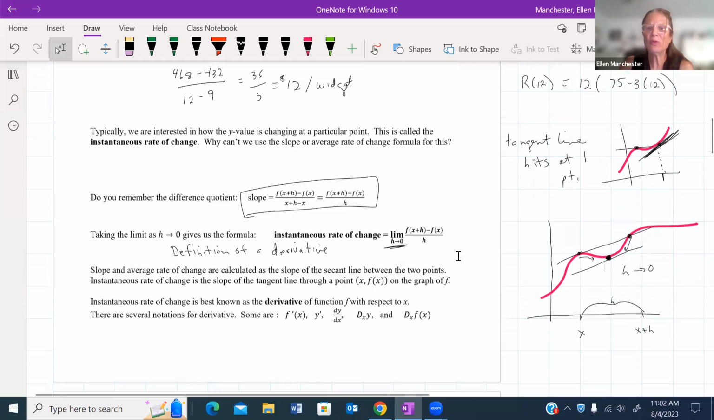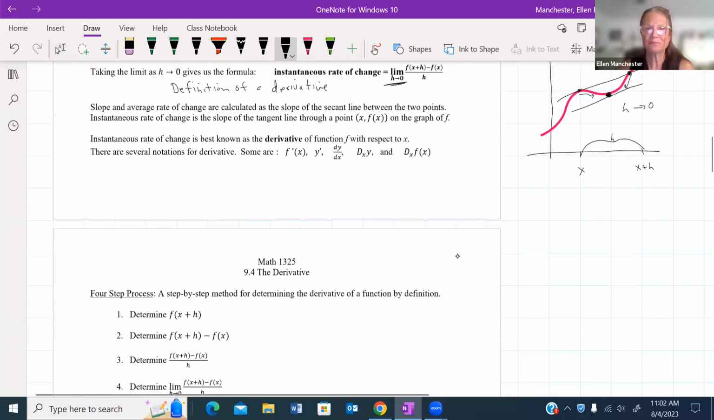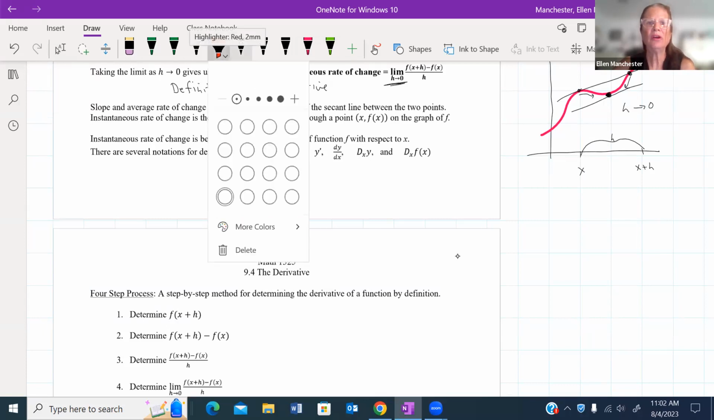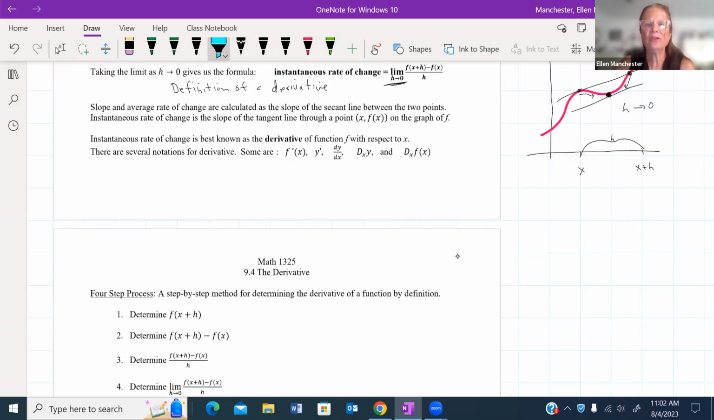Okay, now there are different ways to write derivative. Let me highlight them. These are different ways that we can say derivative. This is our most common, the f prime. So you see a little tick mark. This is another one that's pretty common, y prime. This dy dx is another way. And these two we don't really use a whole lot, so I'm just going to X those out. But these are the three that you're going to see the most. And all it means is derivative.